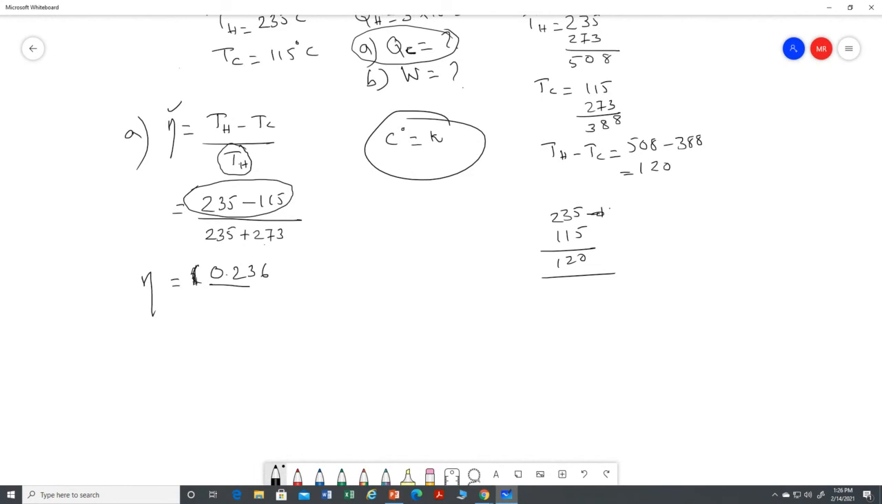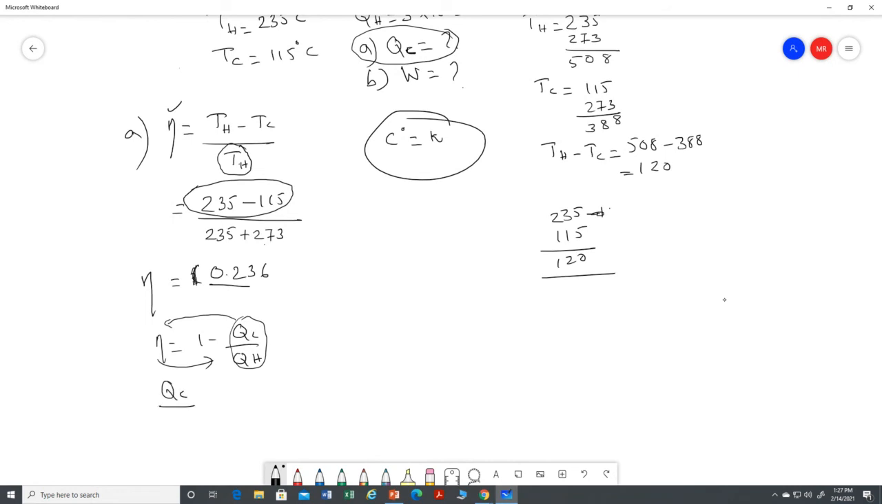I got exactly 0.236. Now, could you please tell me the formula for eta? We can write the eta formula in terms of energy. Now I am going to keep this term here, take it to the left hand side, and bring this eta to the right hand side. So how does your equation become?